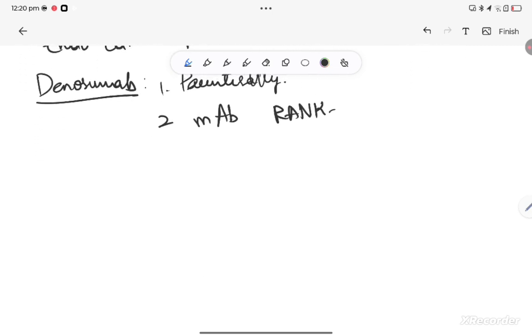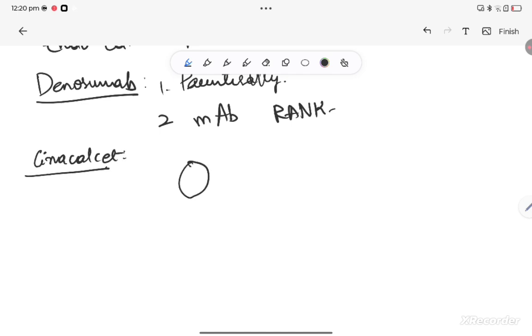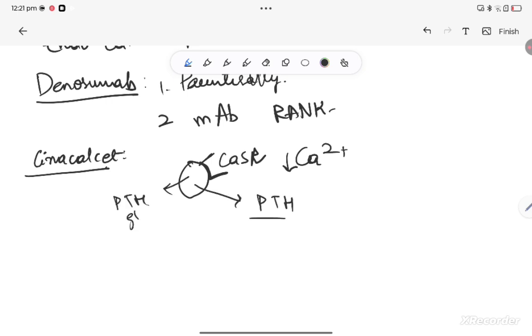Now we will talk about the last group, that is calcium mimetic drugs. So we will talk about Cinacalcet. What happens is your parathyroid glands have a calcium sensing receptor. Blood calcium levels act on this. If the blood calcium levels are less, then parathormone will be released from the parathyroid gland. Clear? So what happens is, in the case of Cinacalcet, it directly stimulates the calcium sensing receptor.